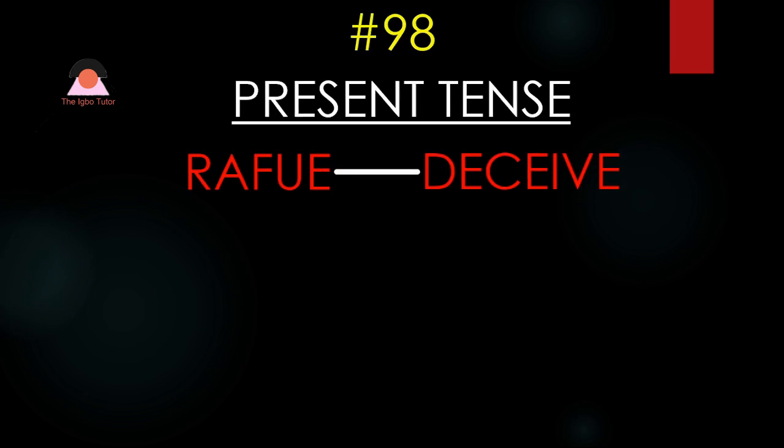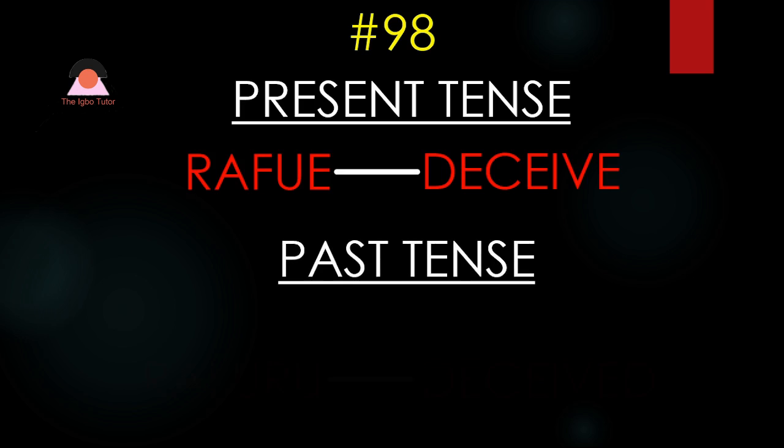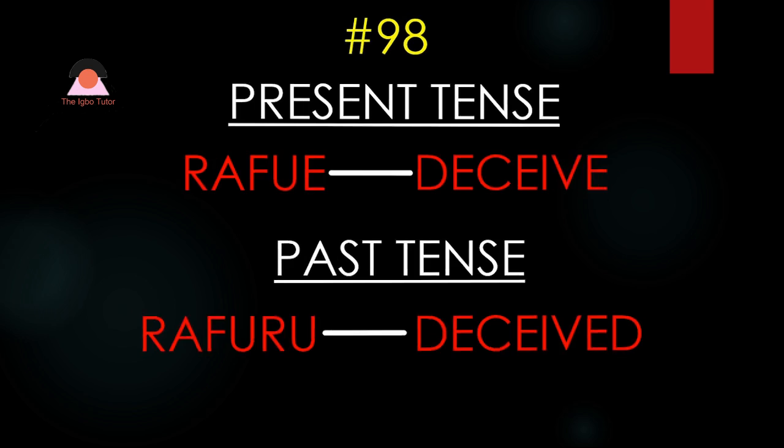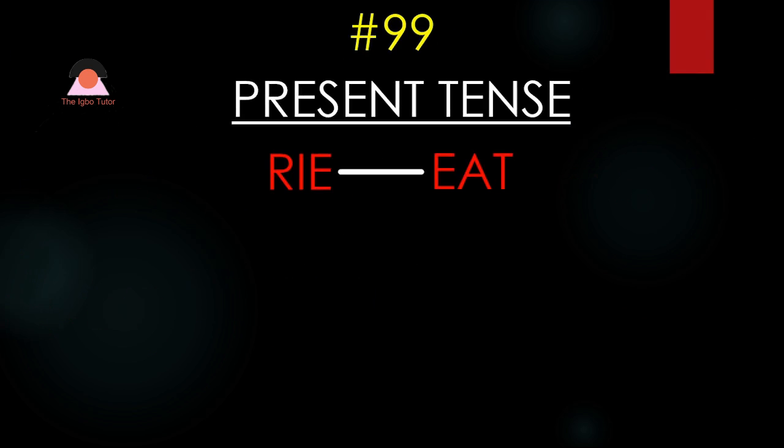The word is rafue. Some will change the E at the end to O to sound rafuo. Both are correct. Rafuo or rafue, deceive. Okay? The past tense of rafue is rafu, deceived. Rafu, deceived. Let's go to 99.